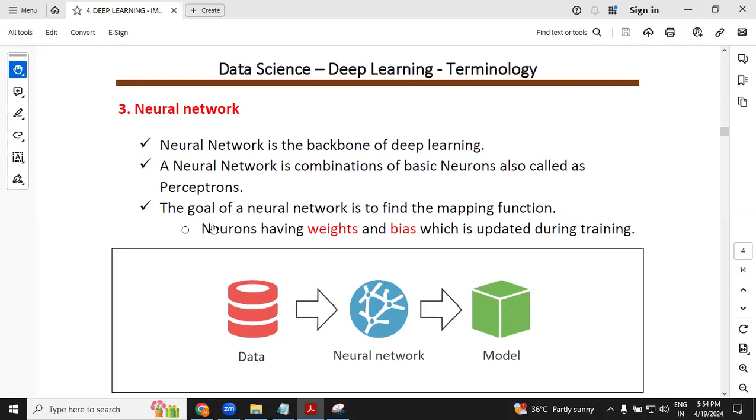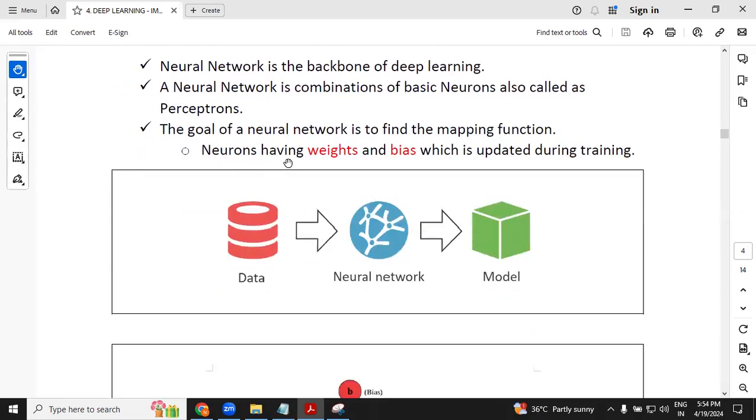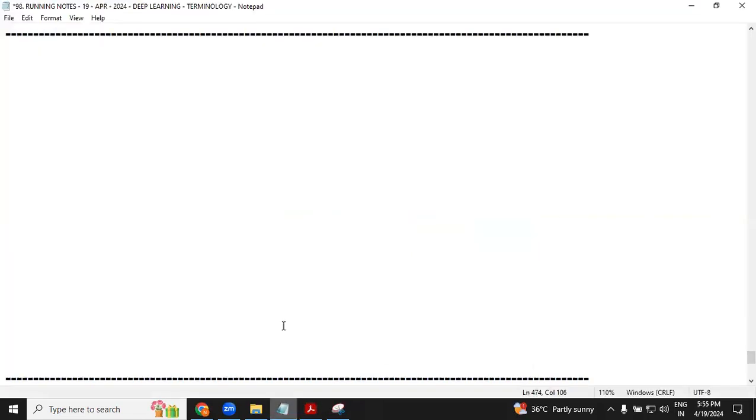The goal of a neural network is to find the mapping function. Even the goal of a supervised learning algorithm is finding the mapping function between input and output. Here also, it is trying to find the mapping function. Neurons have weights and bias, which are updated during training.